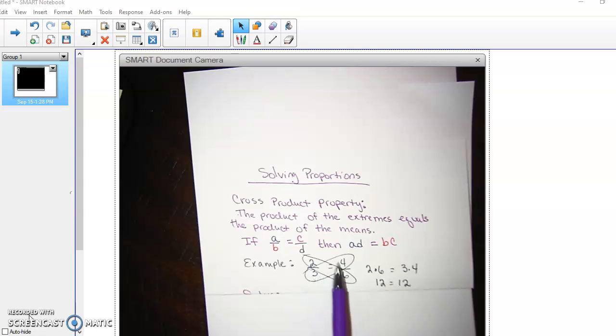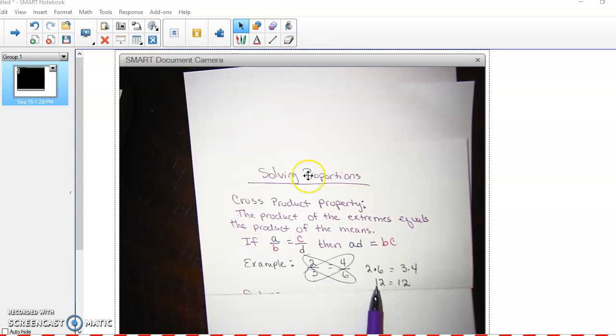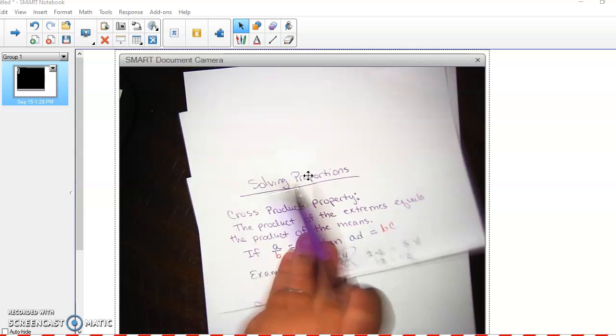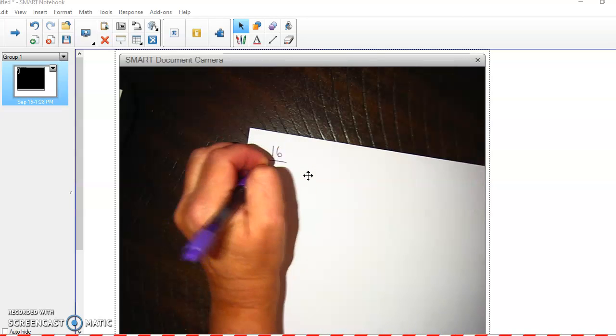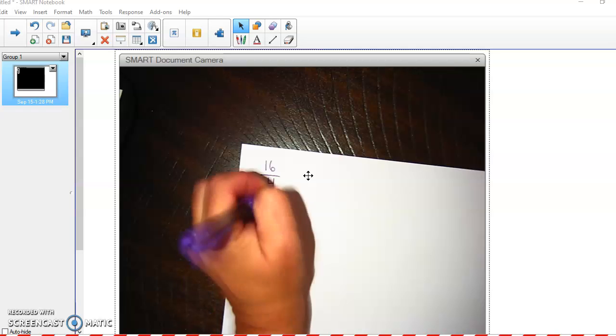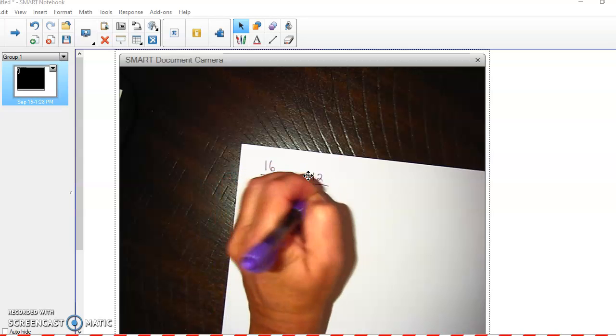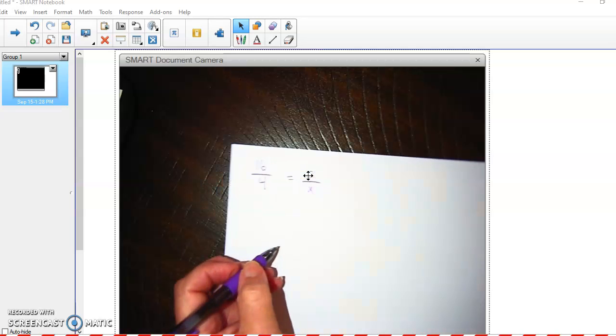So 2/3 equals 4/6. So 2 times 6 gives you 12, and 3 times 4 equals 12. We're doing the cross multiplication. When people say cross product, that's exactly what it is, okay? So let's try it when we're solving for a variable. So we have 16 over 4, or 16 divided by 4, equals 12 divided by x. And we want to solve for x.